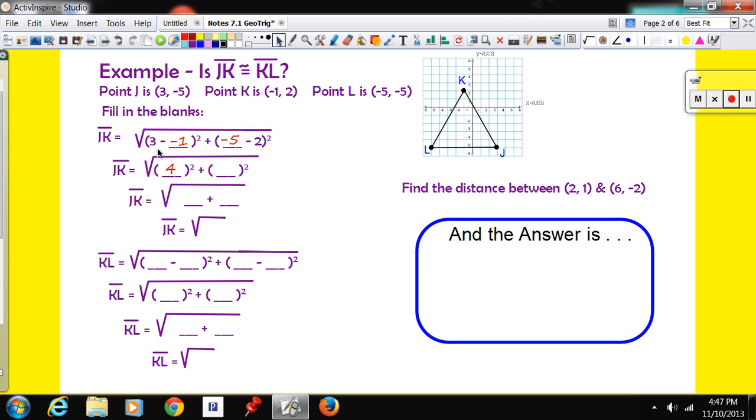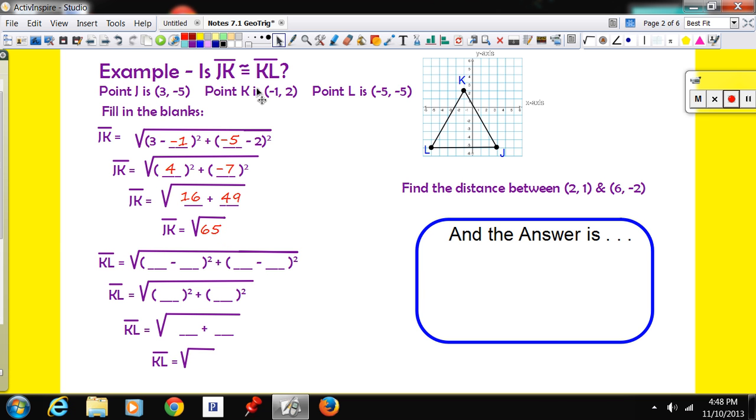So you're going to end up with 4 squared. Here you're going to end up with -7 squared. Here you'll get 16, because 4 squared is 16. Here you'll get 49, because negative 7 times negative 7 is 49. So radical 65 would be your length of JK, which is about 8.1 if we made it a decimal.